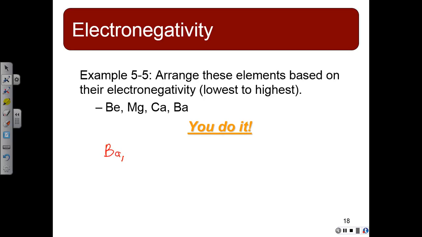Okay, we're over in the metals. So barium is further down, so it's going to be the lowest electronegativity value. Then calcium. Then... everybody get this? Is that the only one I have for there? Yes. It increases as you go from left to right.